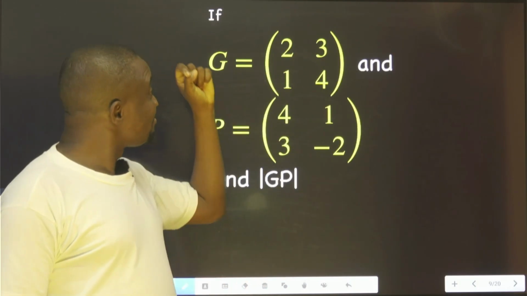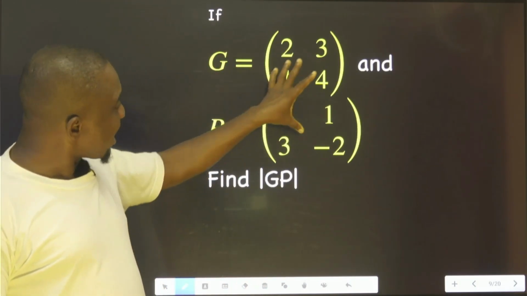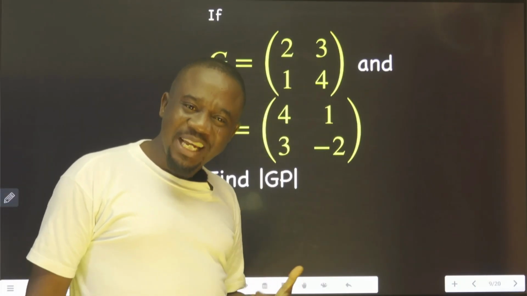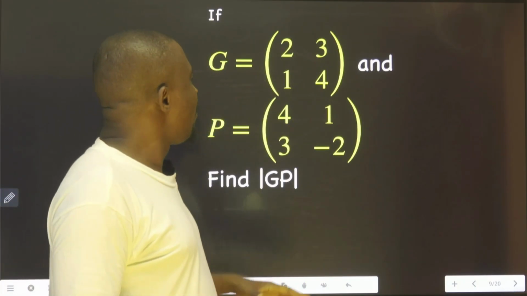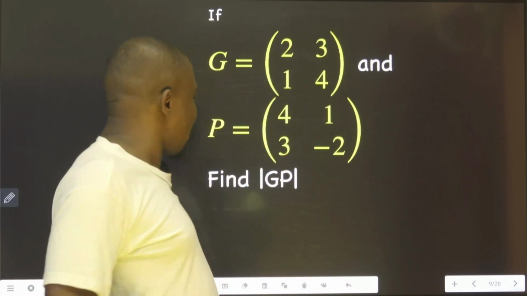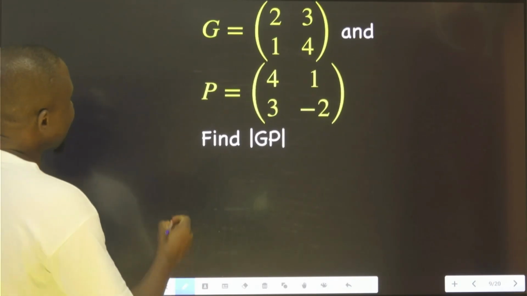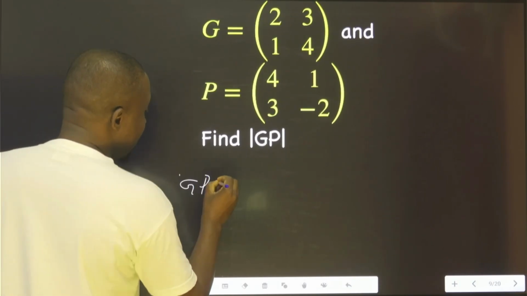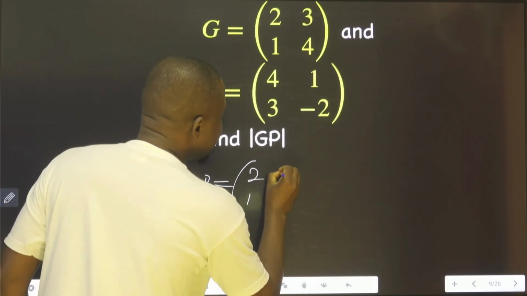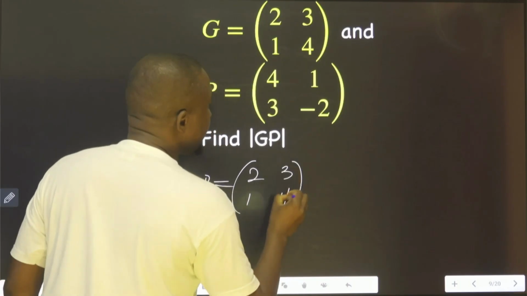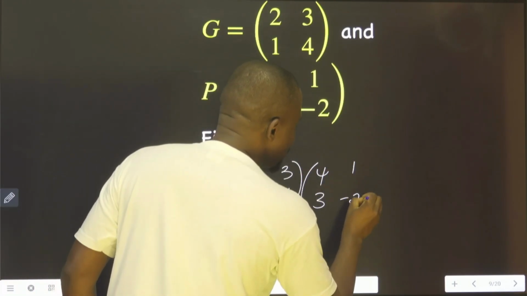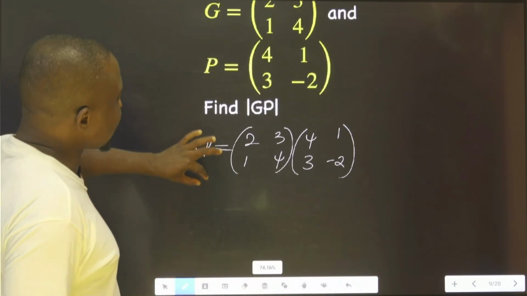Another question. If G and P are equal to these matrices, find the determinant of GP. It means, first of all, we multiply these two. After we multiply, we now find the determinant, okay? Let's go ahead and do that. GP is equal to [2, 1; 3, 4] times [4, 3; 1, -2]. Okay, let's work on this.